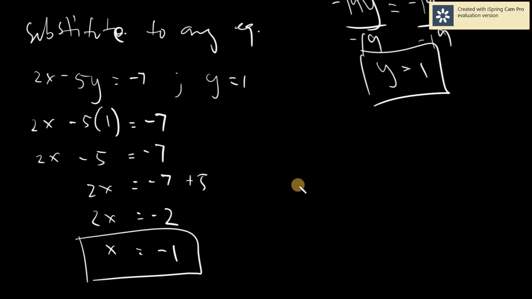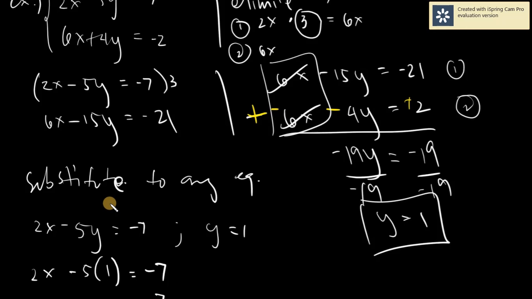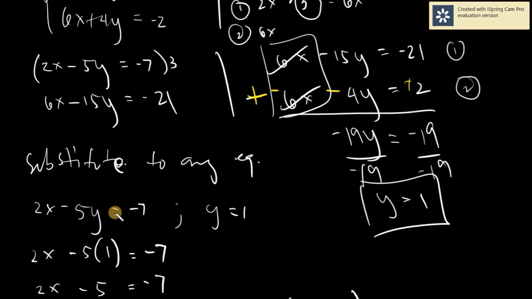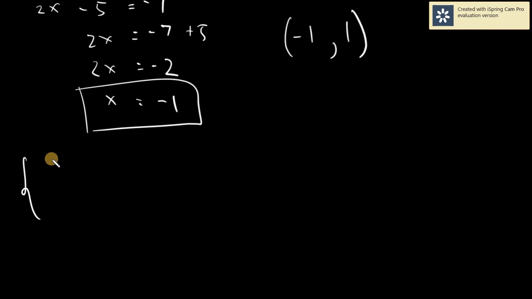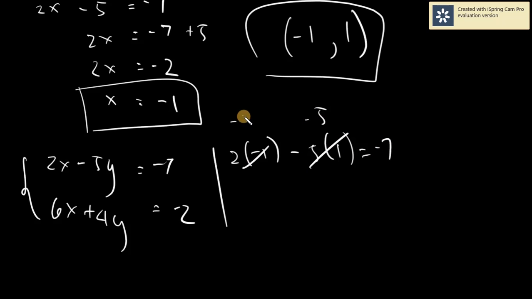Hold on to that. Combine them together, negative 1 and 1. And the last thing you do is check. Let me take the equations again: 2x minus 5y is equal to negative 7, and 6x plus 4y is equal to negative 2. Our solution is negative 1 and 1, so 2 times negative 1 minus 5 times 1 is equal to negative 7. This is negative 2 and negative 5.